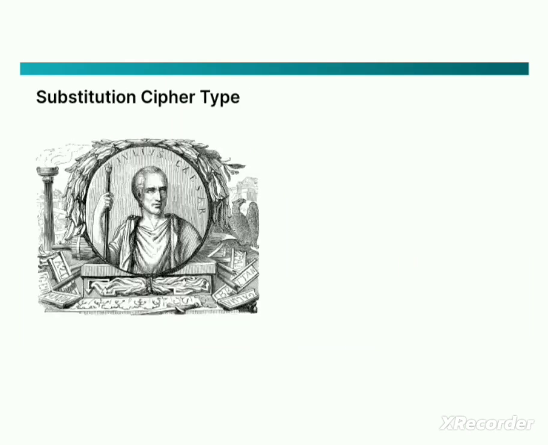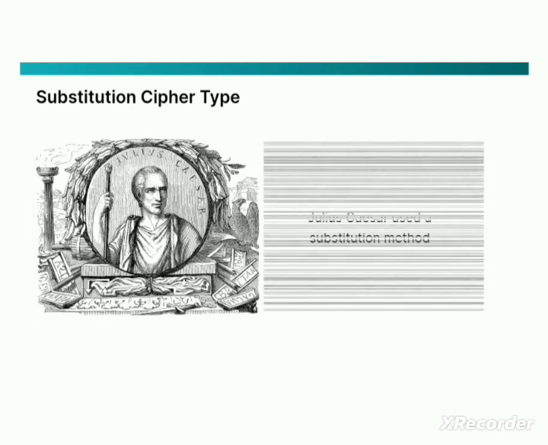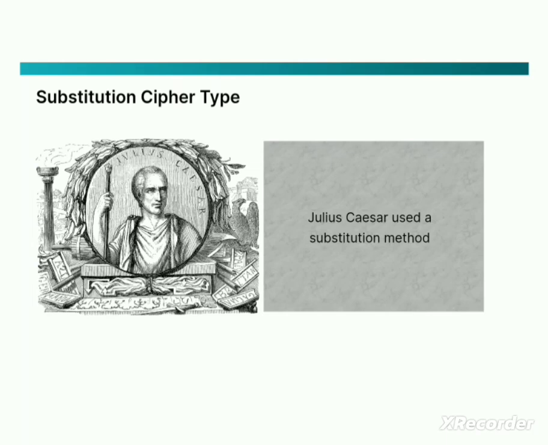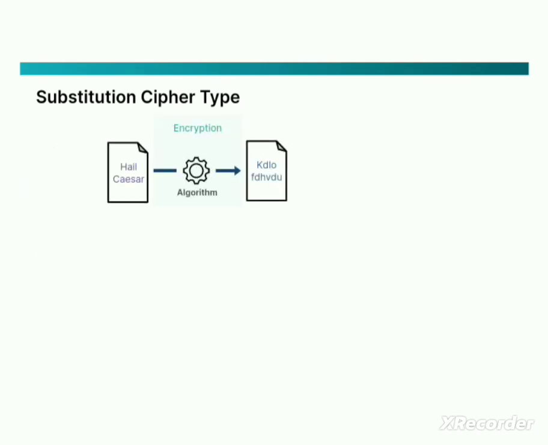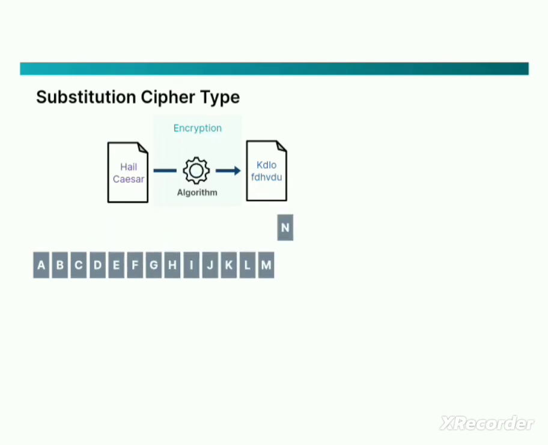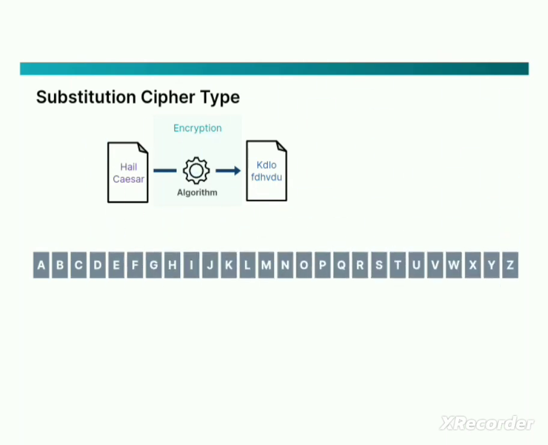Ciphers have been used since before the computer age. The simplest type of cipher is the substitution cipher. Julius Caesar used this method when encrypting messages. During the encryption process, the letters of a plain text message are replaced by other letters. Think of the Western 26-letter alphabet.